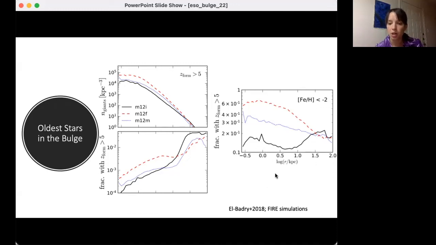On the right plot, the key point is that if we can make a metallicity selection, so we're only counting stars in the galaxy that have metallicities less than -2, and then look at the fraction of those that formed before z of 5, we see that the center of the galaxy is actually where the higher fraction is. That means essentially, if we can select metal poor stars, we have a better chance of finding old ones if we go to the center of the galaxy rather than the halo.